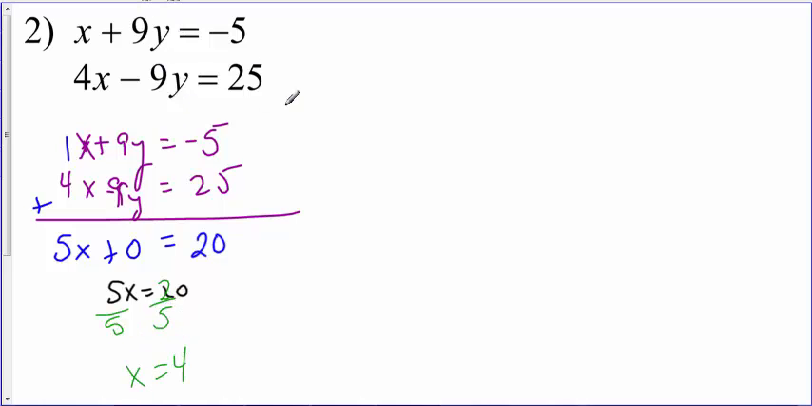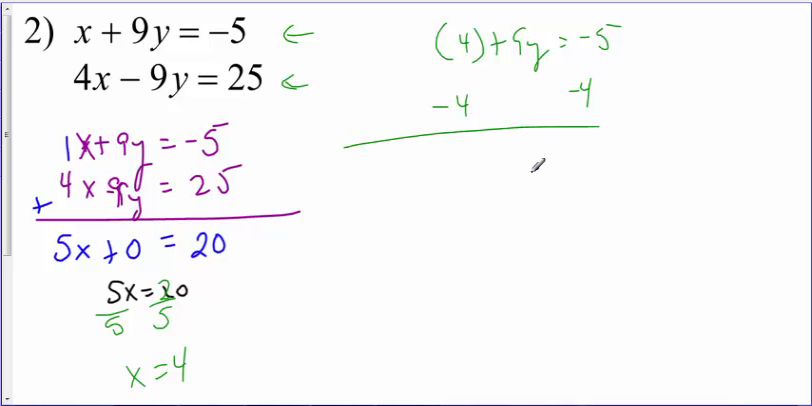Now that I've solved for x, I can either plug it into this equation or into that equation. Doesn't really matter. I'm going to take the top one. So that's 4 plus 9y equals negative 5. So I have negative 4 to both sides. That gives me 9y equals negative 9. Divide both sides by 9. So y equals negative 9 over 9, which is negative 1. So I got an x of 4 and a y of negative 1.